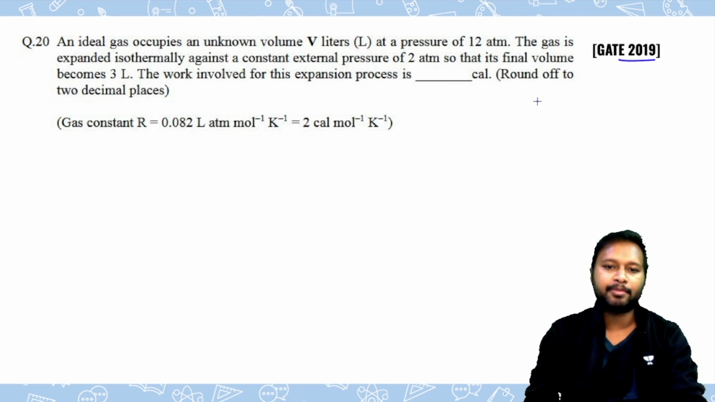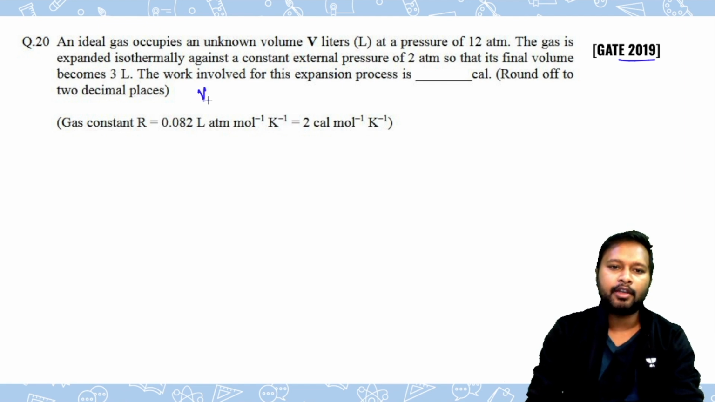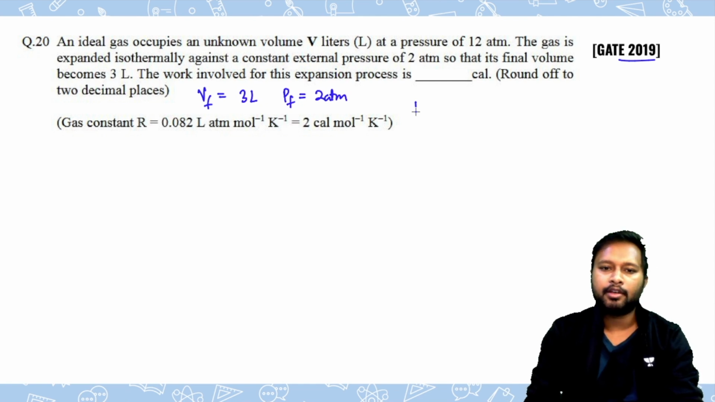The work involved in the expansion. A few of the things which are given to you: the final volume is given as 3 liter and the final pressure is given as 2 atm. This is the external pressure which you are applying, so that's going to be the final pressure.